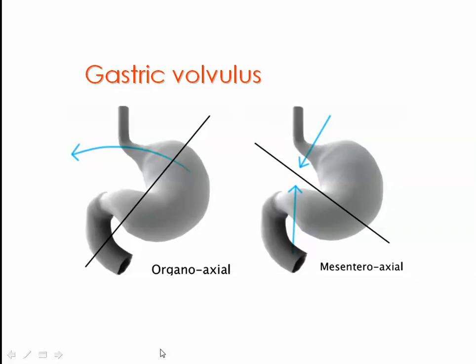Then the gastric volvulus, it means that the stomach has been rotated along a certain axis, and we have two types, the organoaxial and the mesenteroaxial volvulus of the stomach. In cases of organoaxial volvulus, the greater curvature is above, and in cases of mesenteroaxial volvulus, the greater curvature of the stomach will be on the right side.